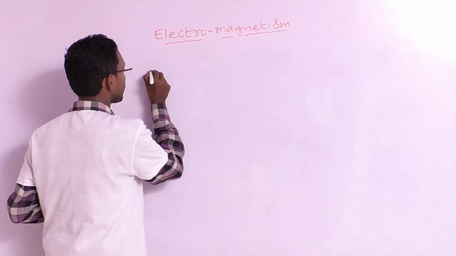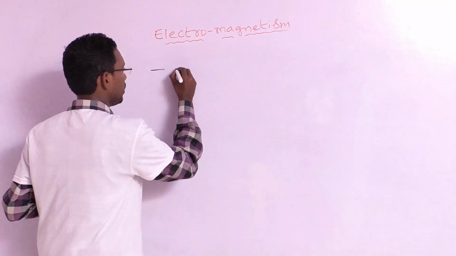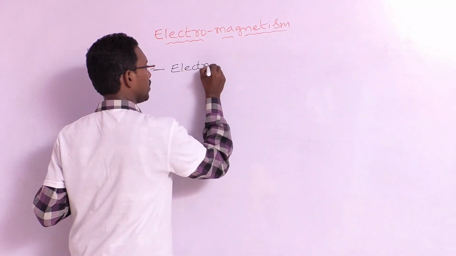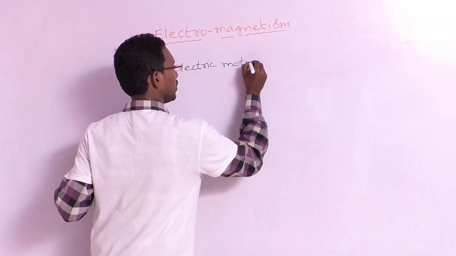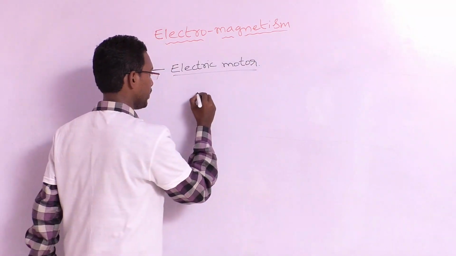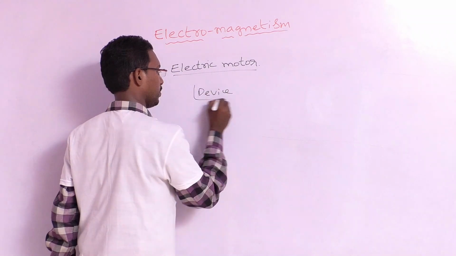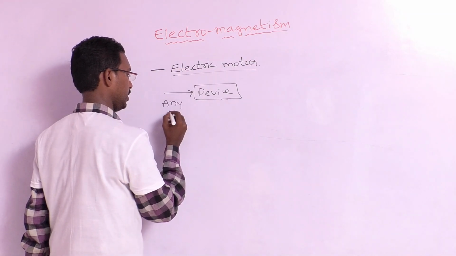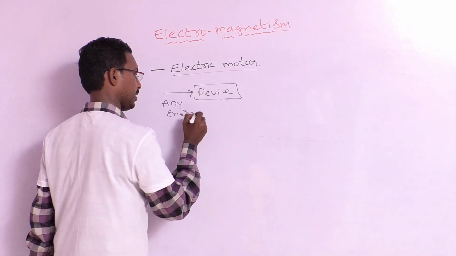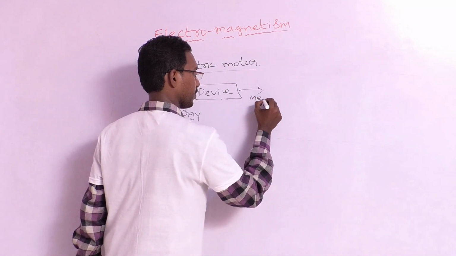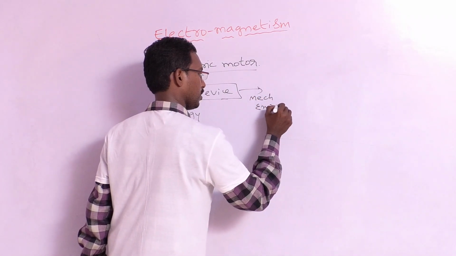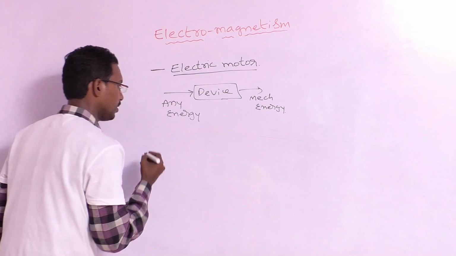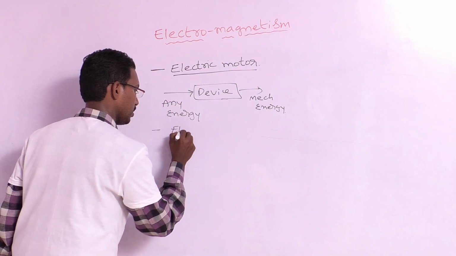Okay. As the concluding topics of the lesson, these are also important topics. We will deal with what is meant by an electric motor. Simply, an electric motor is a device which can convert any kind of energy finally into mechanical energy.